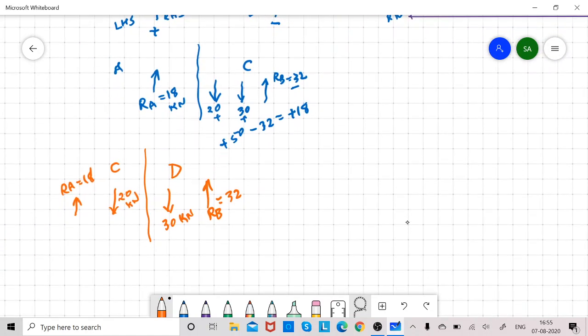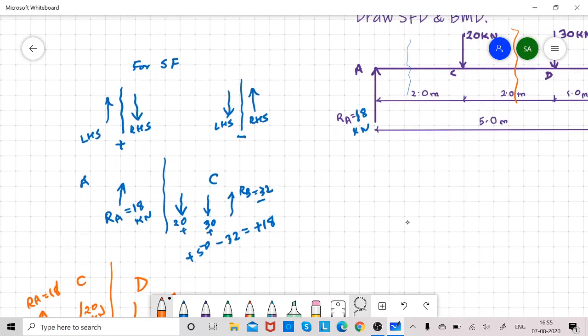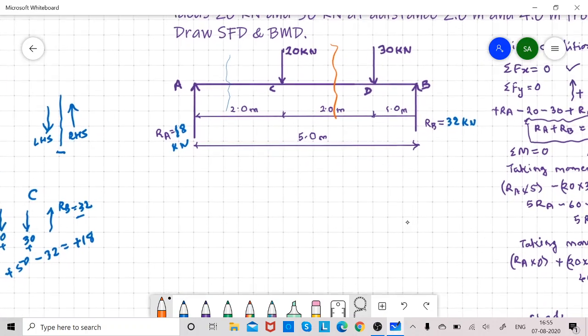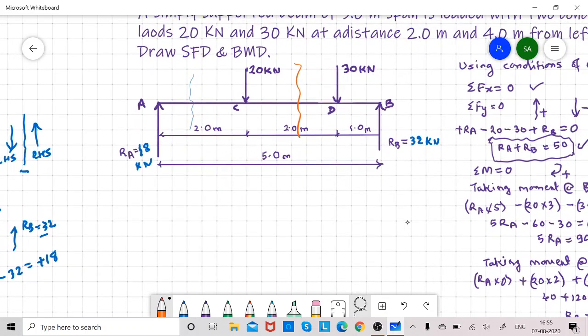So if you consider the left hand side of C, plus 18 minus 20, that is minus 2. Here plus 30 minus 32, again minus 2. So you can consider any side, you will get the same value, and therefore accordingly we will calculate shear force at each section and draw the shear force diagram.